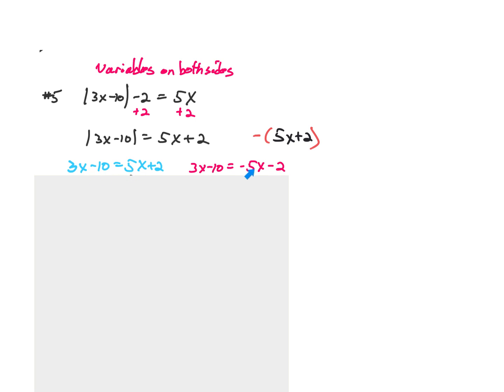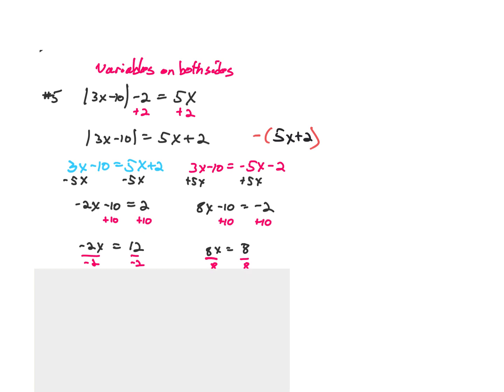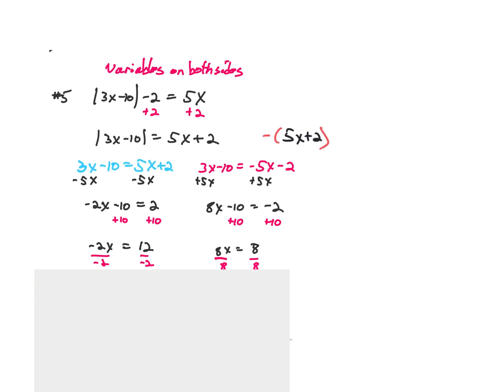We should be pretty comfortable solving these types of equations at this point, so I'll just show you what that looks like. You get your x's on one side, you get your constants on the other, using your inverse operations, and then you solve it. You'll see here on the left side, it says negative 2x equals 12. When you divide by negative 2, you get negative 6. So x would be negative 6. On the right, when you work it out, you get 8x equals 8, and you divide by 8, and x equals 1.